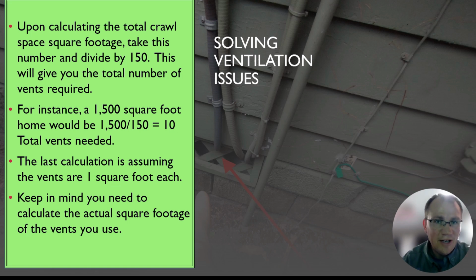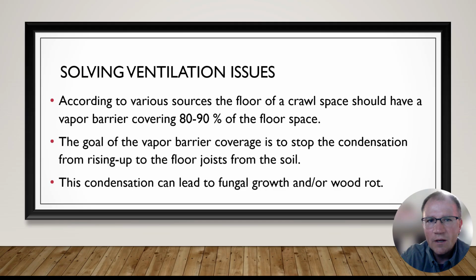Keep in mind, you need to know the actual square footage of the vents you put in. But to keep it simple here, I thought we would just make them 1 square foot each. So keep in mind, it's a real simple calculation. You always need to know the square footage of the crawl space, and you're always going to divide that by 150 to get the minimum number of vents you need to have in that crawl space.